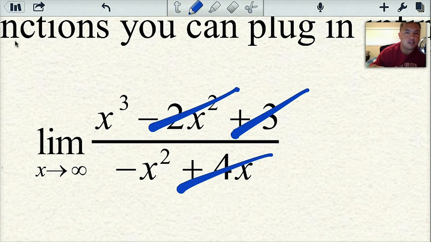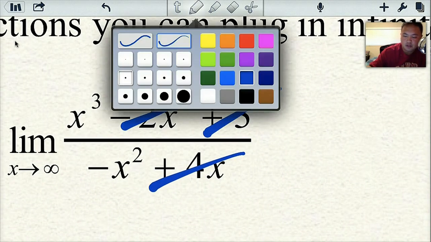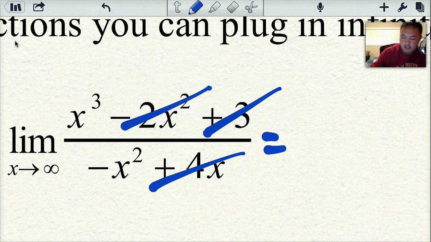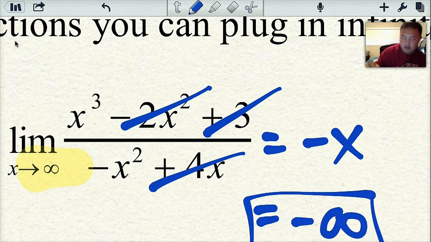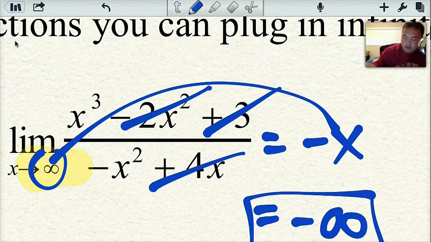You'll notice that this is the exact same problem as we just did. So this simplifies, again, if you remember, into negative x. Why am I doing the same problem again? Because this problem just says limit as x goes to positive infinity. So that means for this particular problem, the answer is negative infinity. When I plug in infinity, I'm going to get a negative infinity.